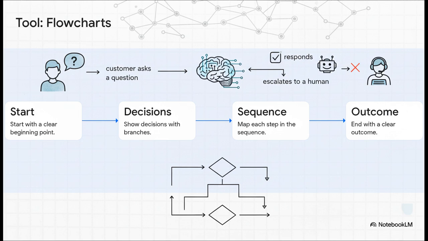So imagine you're explaining a new AI-powered customer service bot. You could map it out just like this. A customer asks a question, then the bot analyzes it. If it knows the answer, boom, it responds. If it doesn't, it moves on to a human. A simple chart like this makes that whole thing instantly make sense.